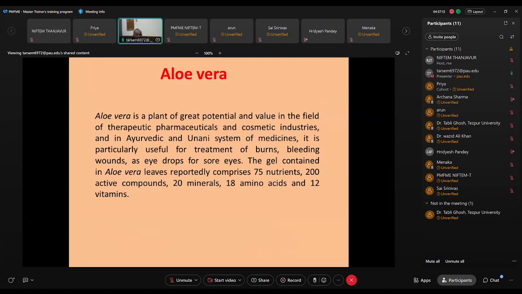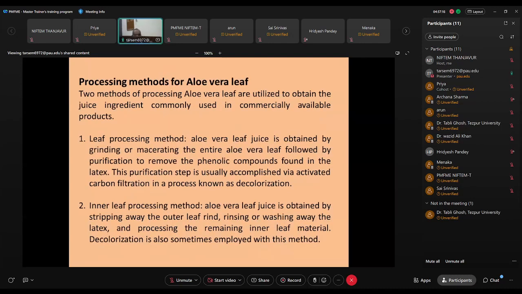So as far as processing of aloe vera leaf is concerned, there are two methods of processing aloe vera leaf which are used to obtain the ingredients commonly available in commercial products. One is the leaf processing method where we are simply grinding or macerating the entire aloe vera leaf followed by its purification to remove the phenolic compounds found in the latex. This purification step is usually accomplished by activated carbon filtration, which is also called decolorization.